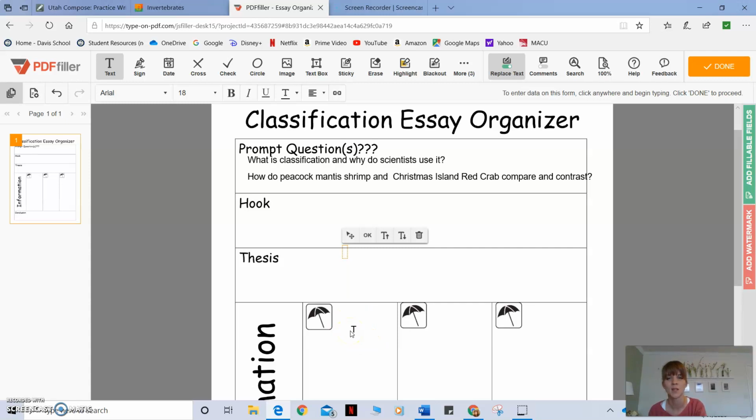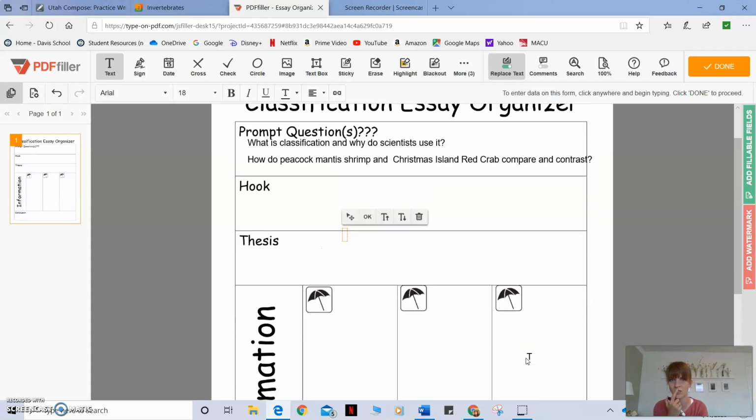How did peacock mantis shrimp and Christmas Island red crab compare and contrast? What if I did a compare here and a contrast here? That would be good. And guys, remember the umbrellas? The umbrellas are our main ideas because they cover everything in that paragraph. Get it? Just for those of you who might not have been in my class learning that with me. All right, so I'm starting to think ahead. I think I've got a paragraph on classification. I've got a paragraph on how they compare the 2 animals and how they contrast. And then down here, I'll have my conclusion.